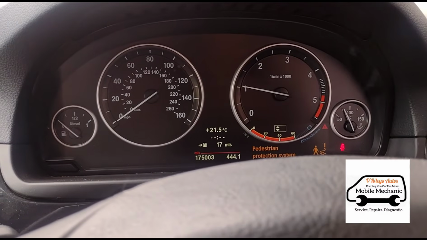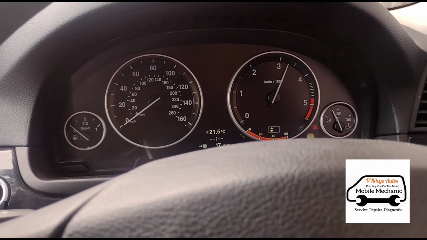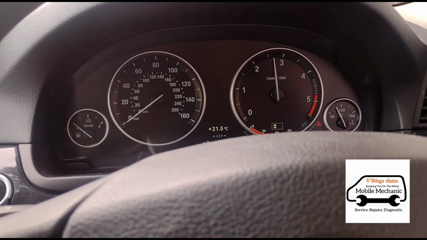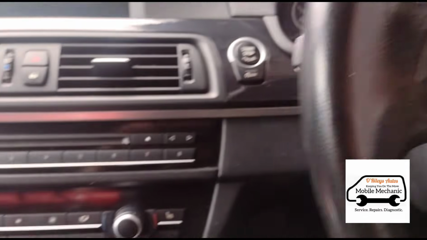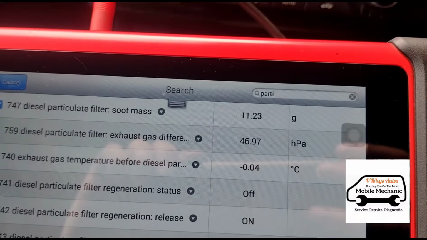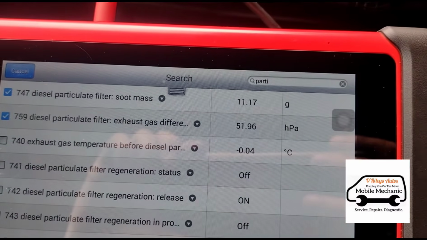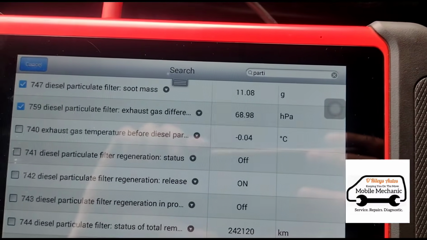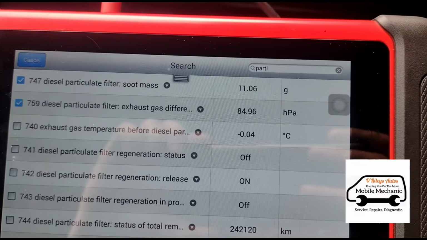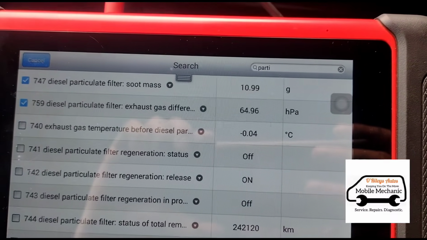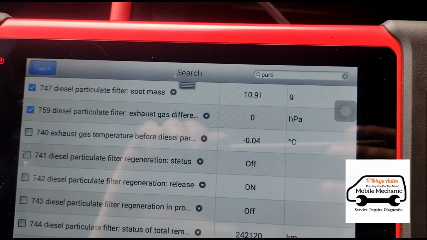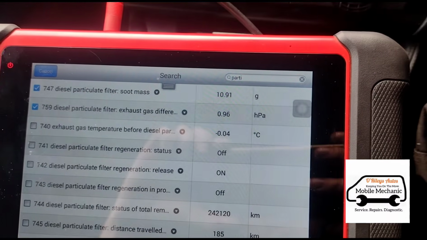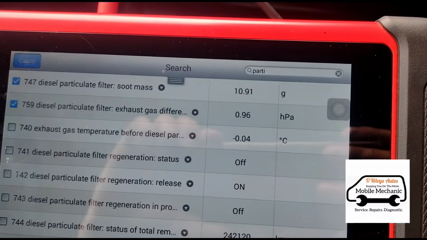Now if we hold the accelerator up to about 2,500 RPM, try and hold that steady there if we can. We've got about 46, so we'll give it a full acceleration now. 84, so I'd say that that's not blocked. Once that idles down, that'll settle back.